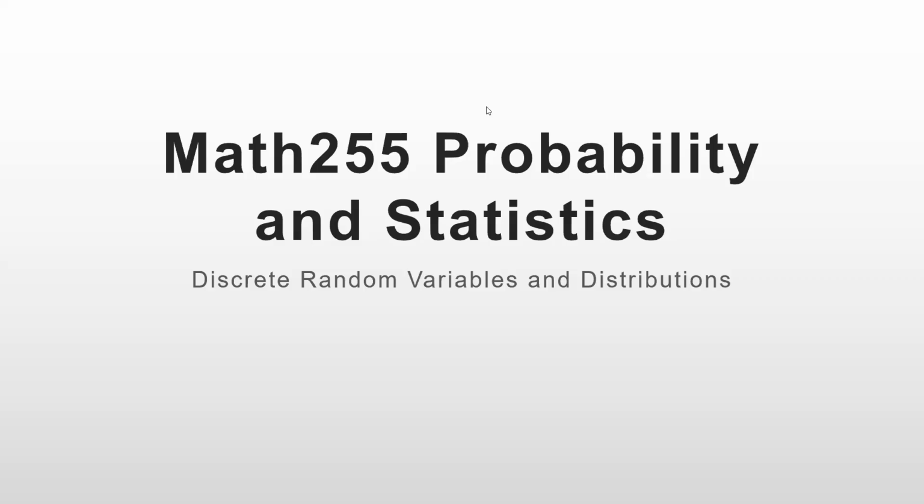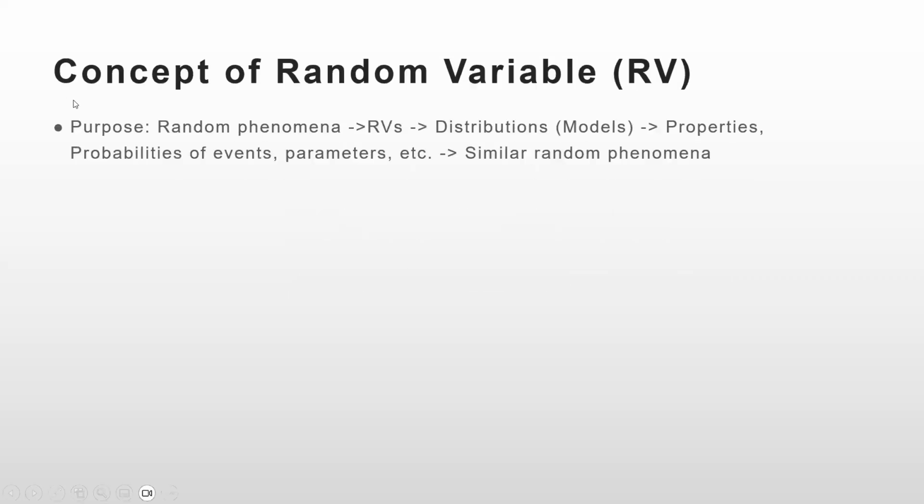Hello, everyone. In this class, I wanted to discuss discrete random variables and distributions. One way of looking at why we study probability is the following. Say we observe many random phenomena, and they're similar in some sense, and we single out some intrinsic feature of these similar phenomena, and we use a random variable to study this intrinsic feature.